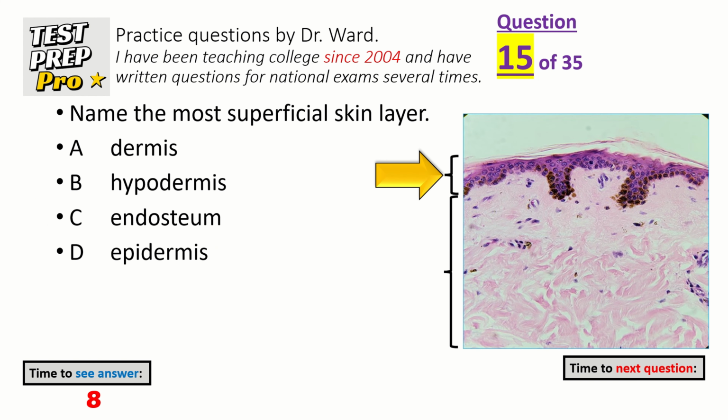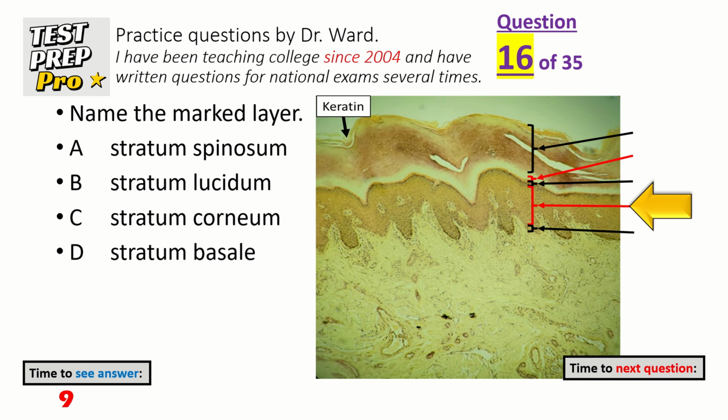Name the most superficial skin layer. What's the top overall layer of skin? Epidermis. Name the marked layer. Again, this isn't the bottom layer of skin. It's one layer above it. One layer above the very bottom layer of skin. Stratum spinosum, as far as the epidermis layer.